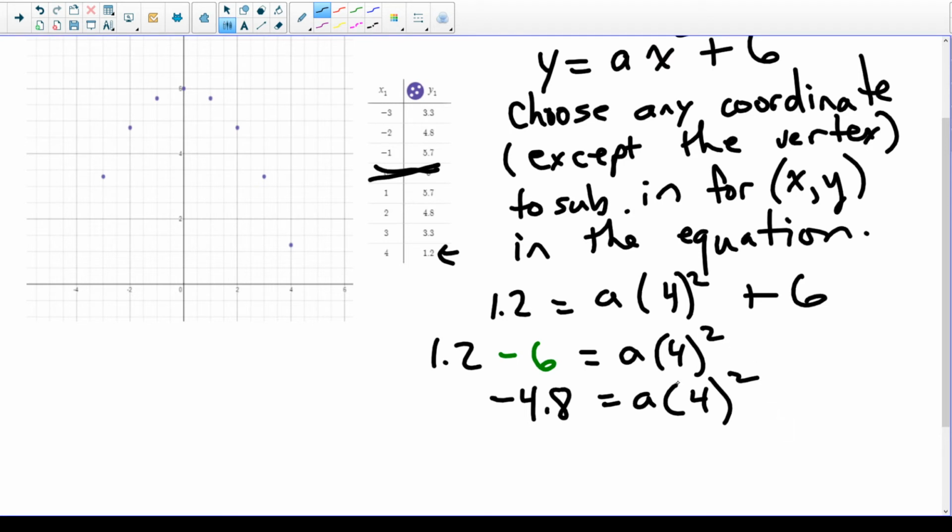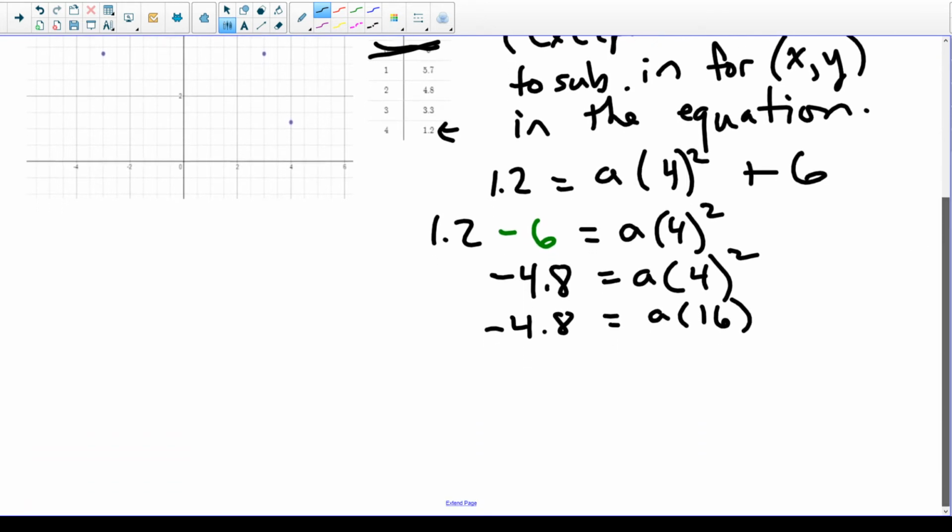So now we're going to get rid of the 4 squared. Well, let's do 4 squared first. 4 squared is 16. And this is a multiplication. So how do I get rid of a multiplication? I get rid of a multiplication by dividing. We're trying to get a by itself, so we're not going to divide by a, we're going to divide by 16 to destroy the 16. 16 divided by 16 is 1. And my final answer is negative 4.8 divided by 16. And that gives negative 0.3.